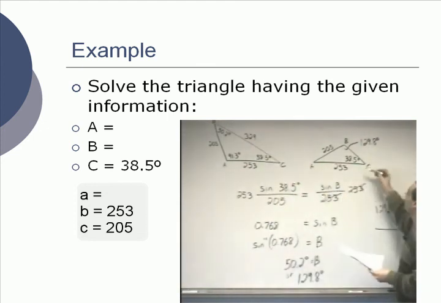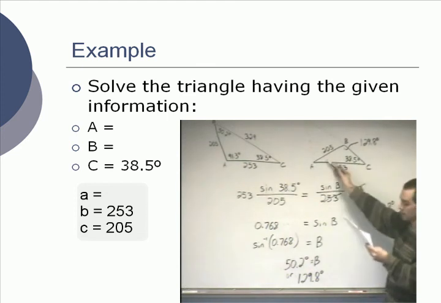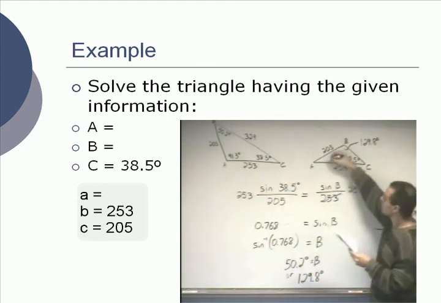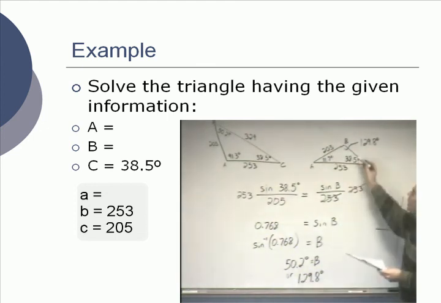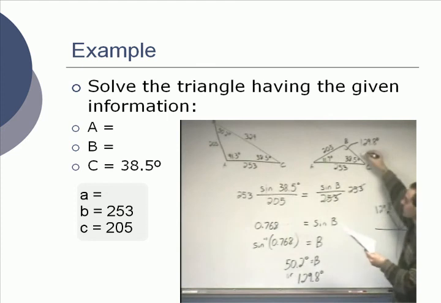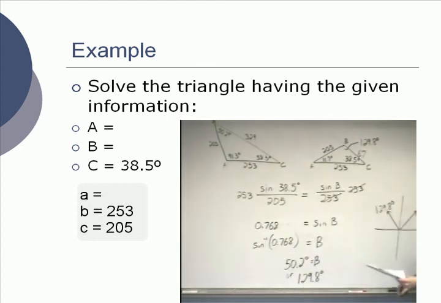This one, 180 minus 129.8 minus 38.5, leaves in this corner 11.7 degrees. Now we know all three angles and two sides. We can use law of sines to find this third side, which works out to be 67. We solved them both.